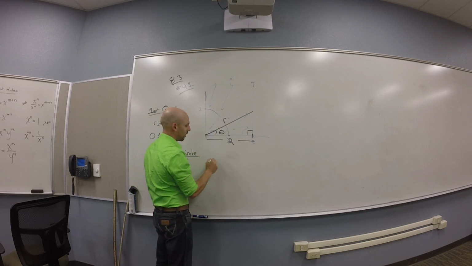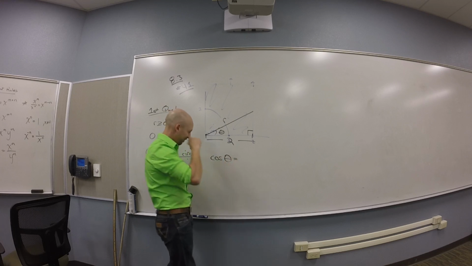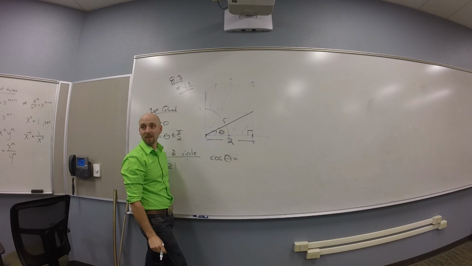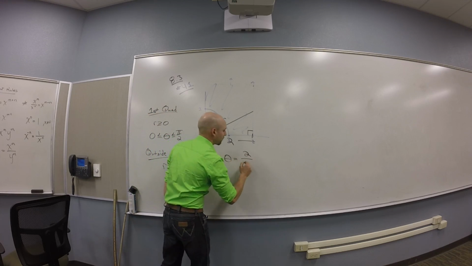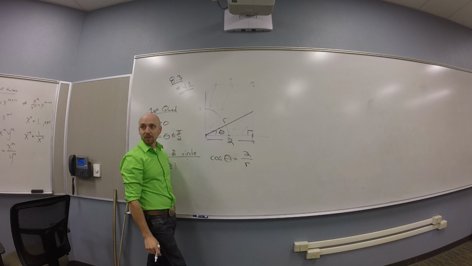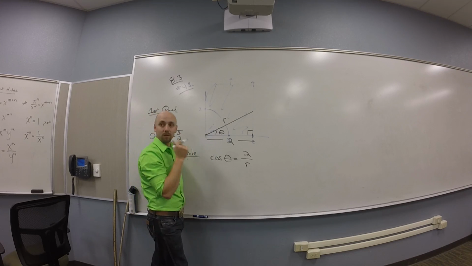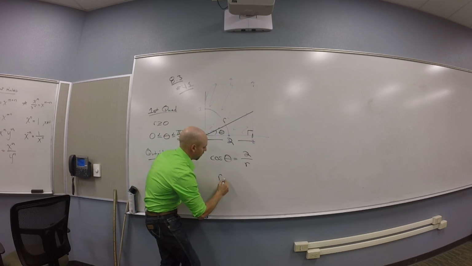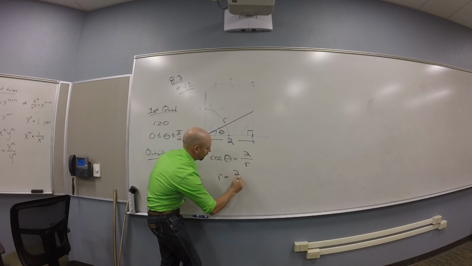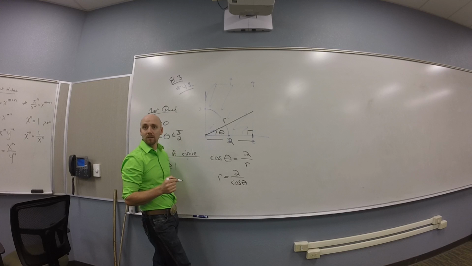So here I know that cosine of theta is 2 over r. And that's exactly the black triangle I drew, right? You guys with me on that? Okay, so that means that r is 2 over cosine of theta, right? You guys with me on that?